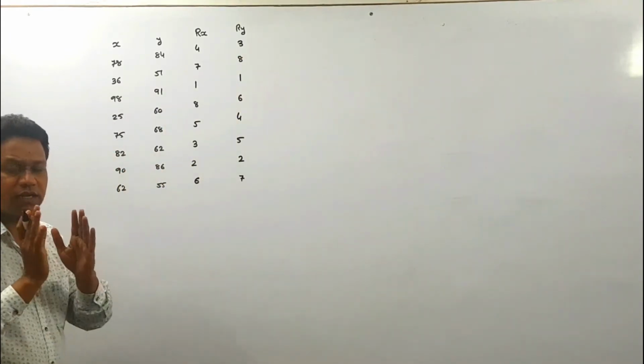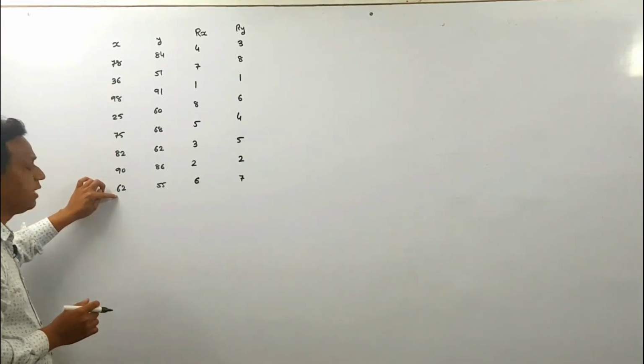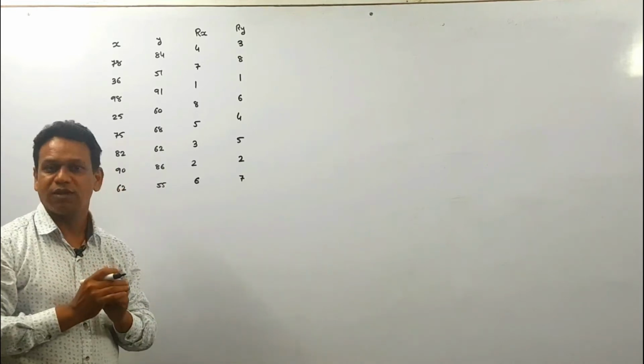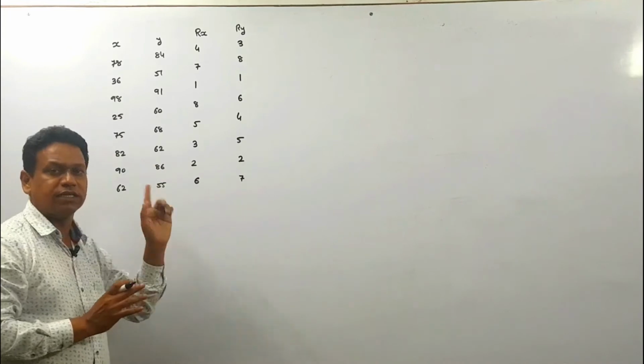My dear friends, there are 8 observations we have: 1, 2, 3, 4, 5, 6, 7, 8. The highest rank is 8. It never comes out as 9. So there are 8 observations, and the highest rank is 8.